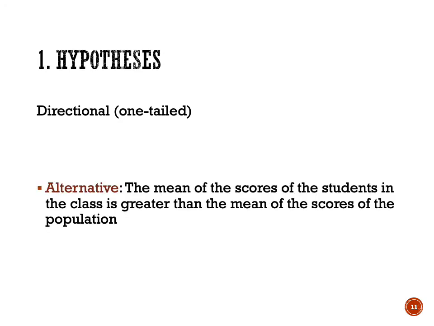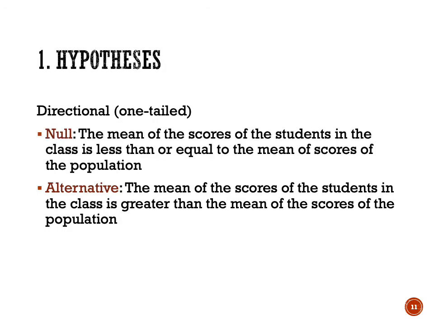So step 1, we state the hypotheses. We've established already that this is a one-tailed test. Again, we know that because the professor stated a specific direction. And she thinks that the class is going to score higher than the population mean. So that's the alternative hypothesis. The null hypothesis is the opposite of that, while including the possibility that there's no difference. So the null hypothesis is that the mean scores of the students in the class will be less than or equal to the mean of the scores in the general population of the school.